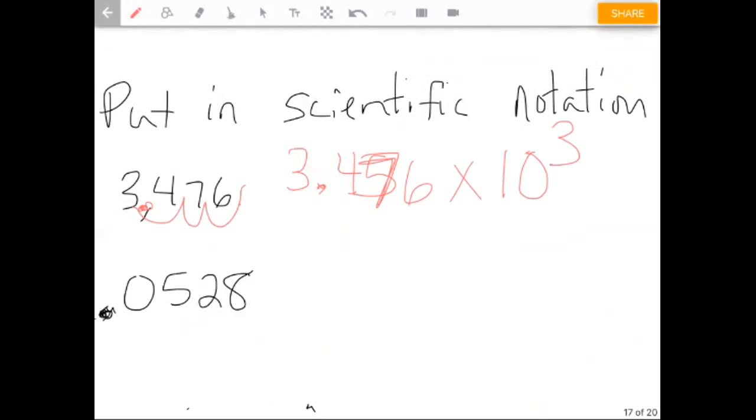On the second one, your decimal would go between the 5 and the 2, so you'd have 5.28 times 10. So here's the decimal, but we want it back here, so we're moving left 2. We're going to the left, so it's going to be a negative exponent.